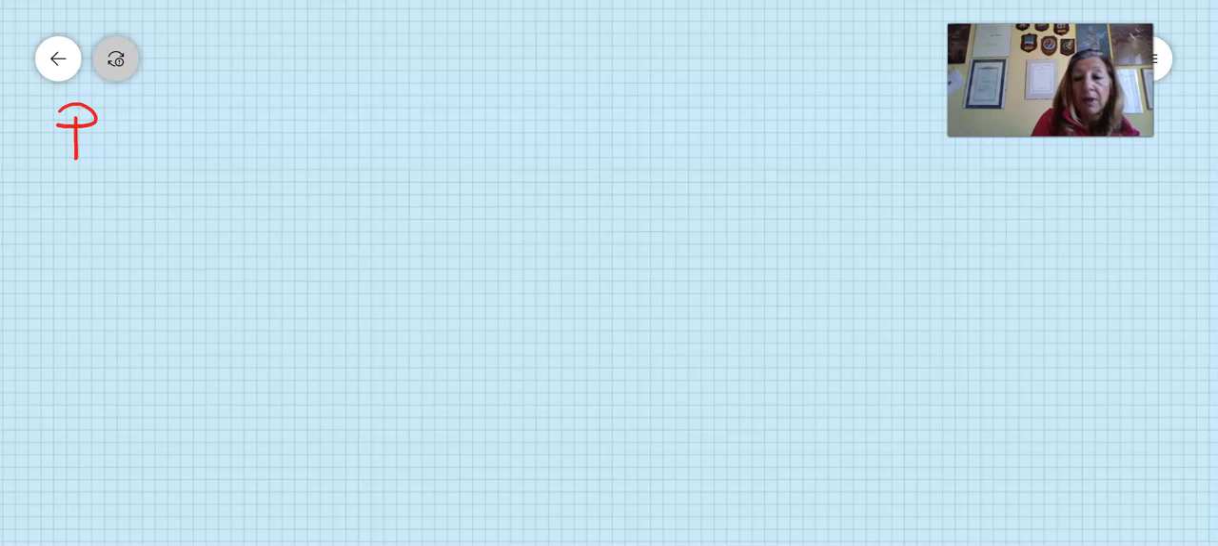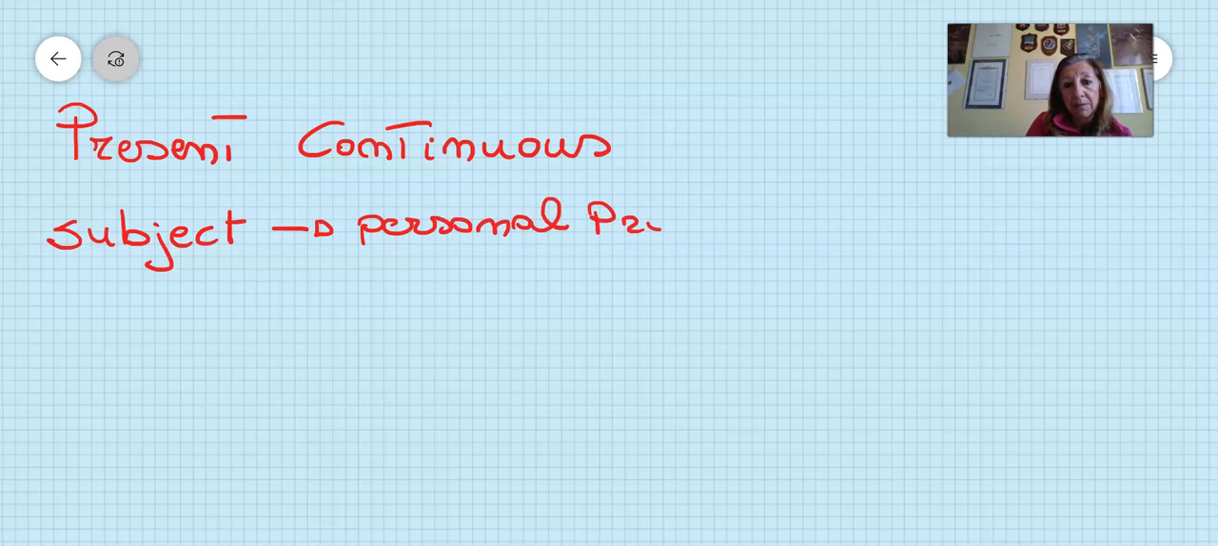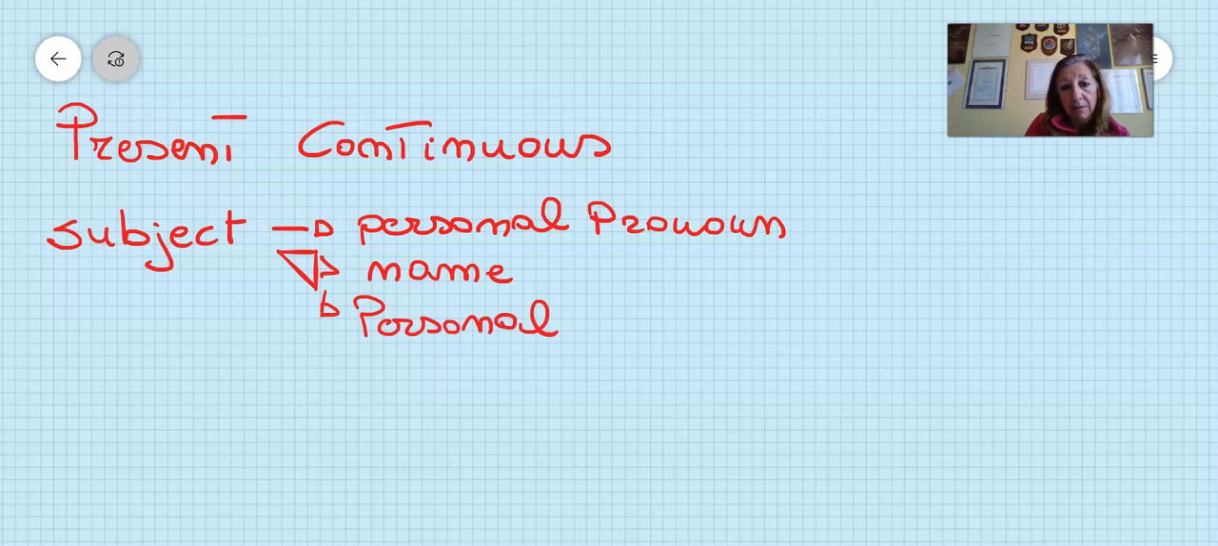We start with the present, writing present continuous. Okay. How do I make a present continuous sentence? I use the subject. The subject may be a personal pronoun, or it can be a name, common name, or it can be a personal name.